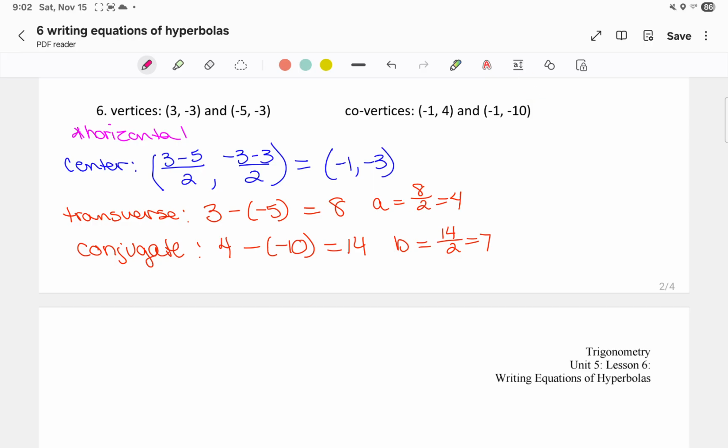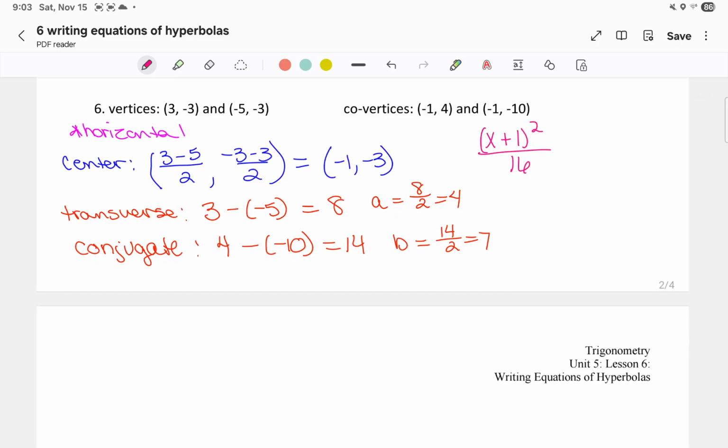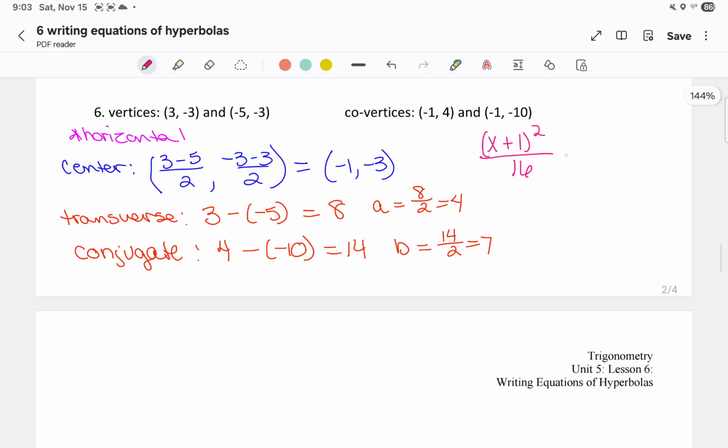So since we're horizontal, we need to lead with x. So we have x plus 1 squared over 16 minus y plus 3 squared over 49 equals 1.